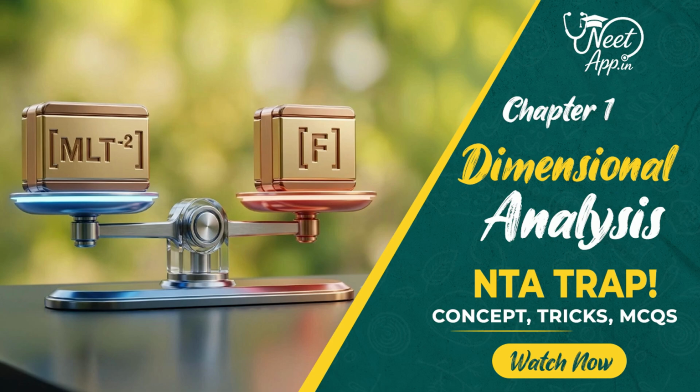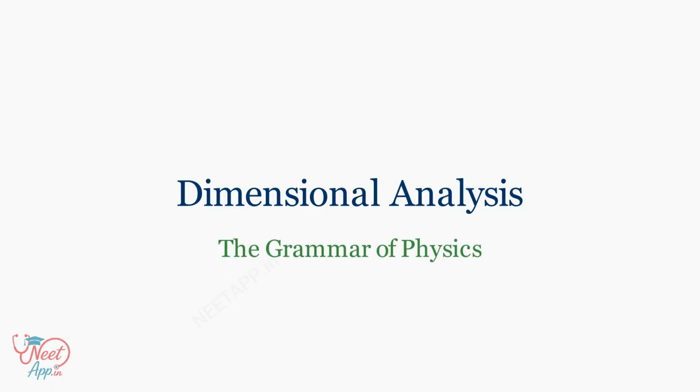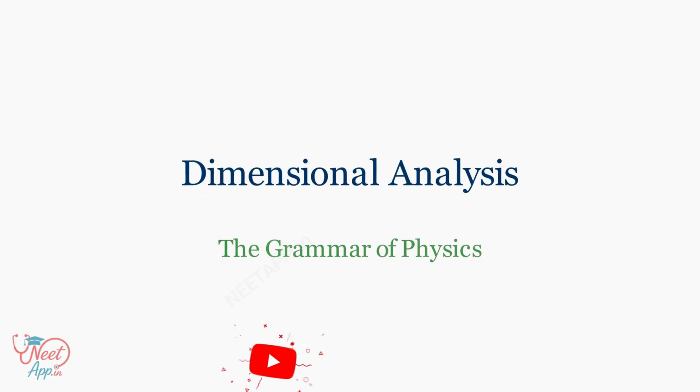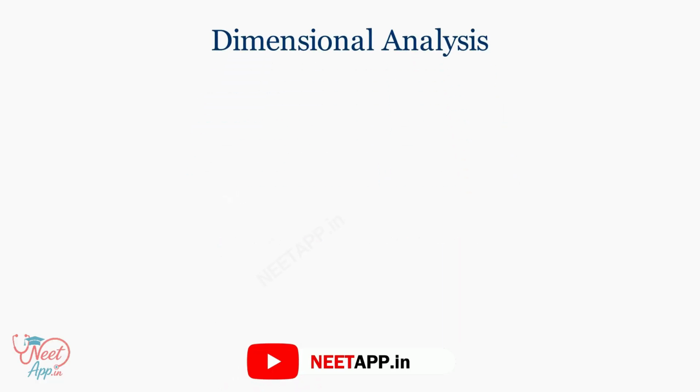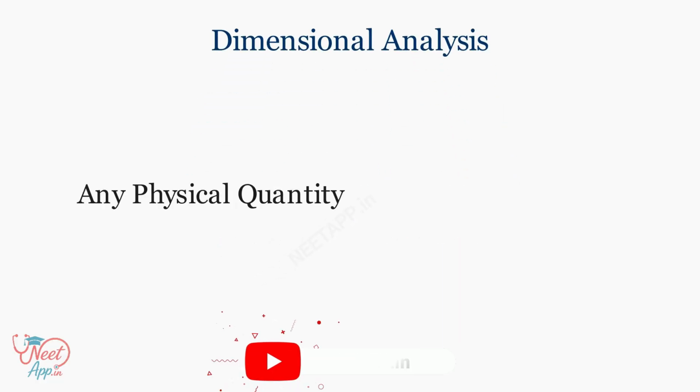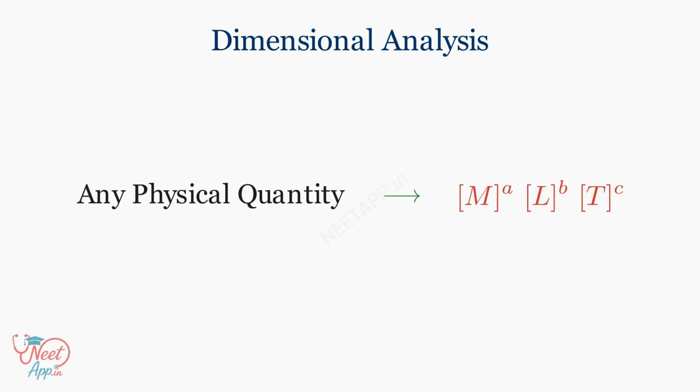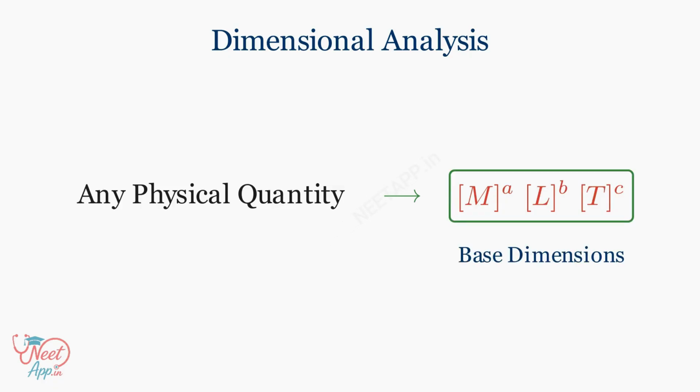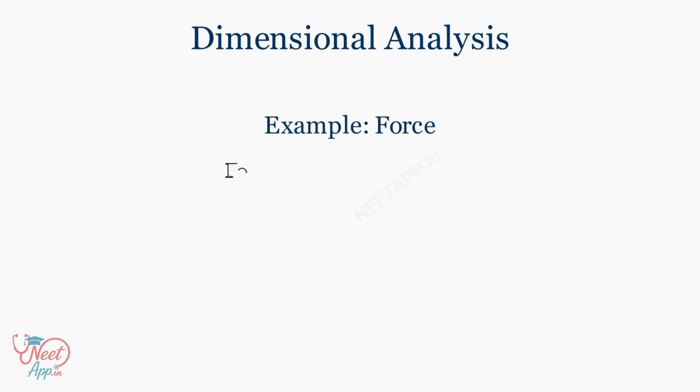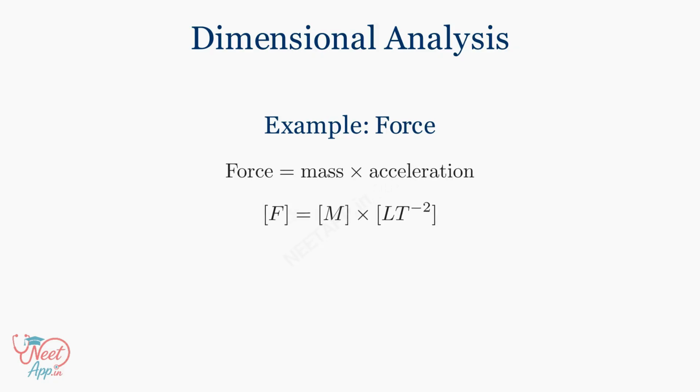Listen closely, NEET aspirants. Today, we are mastering dimensional analysis, which is basically the grammar check of the physical universe. Every physical quantity can be broken down into base dimensions, represented by square brackets. Take force, for example. Force is mass times acceleration. So, its dimensional formula becomes [M L T^-2].